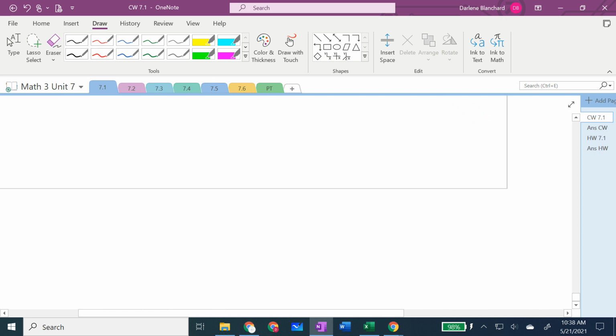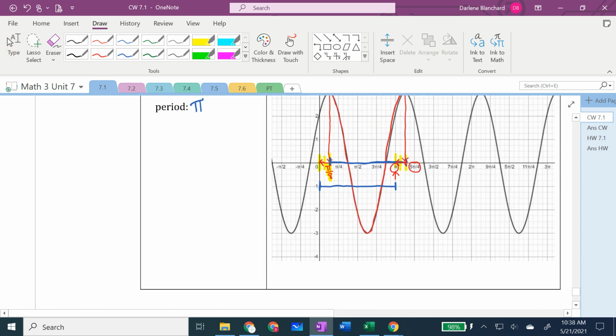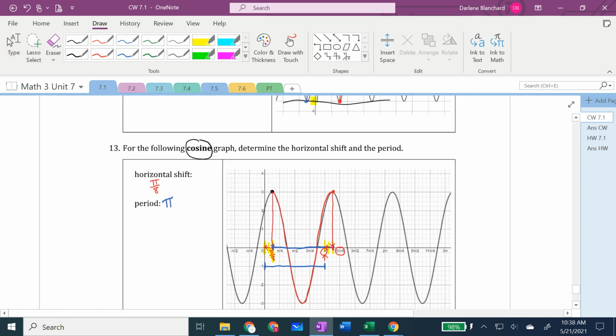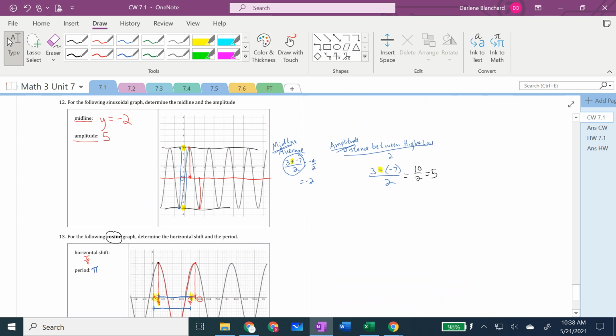All right. Now, my next question is, can you come up with equations for these two? I'm going to erase some of this excess and leave just the answers of midline, amplitude, horizontal shift, and period.